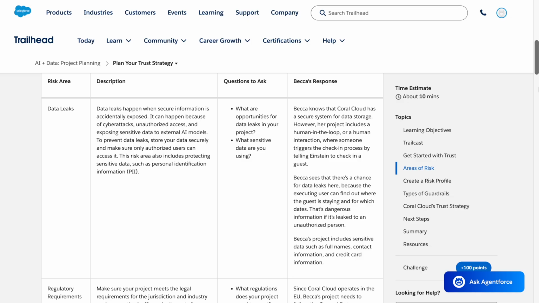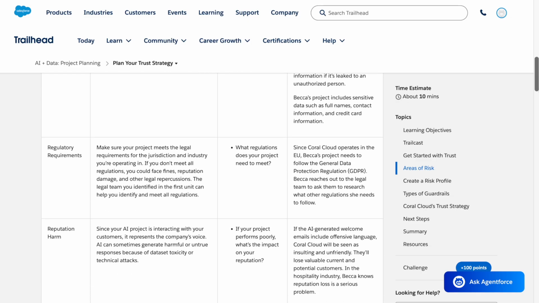Questions to ask: what are opportunities for data leaks in your project? What sensitive data are you using? Becca's response: Becca knows that Coral Cloud has a secure system for data storage. However, her project includes a human in the loop, or a human interaction, where someone triggers the check-in process by telling Einstein to check in a guest. Becca sees that there's a chance for data leaks here because the executing user can find out where the guest is staying and for which dates. That's dangerous information if it's leaked to an unauthorized person. Becca's project includes sensitive data such as full names, contact information, and credit card information.